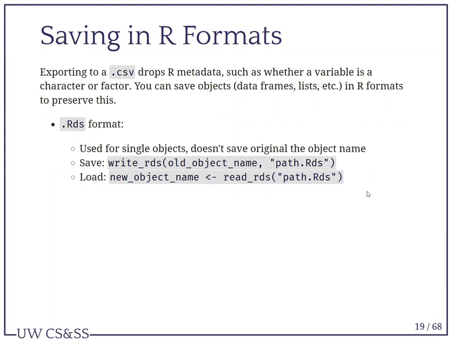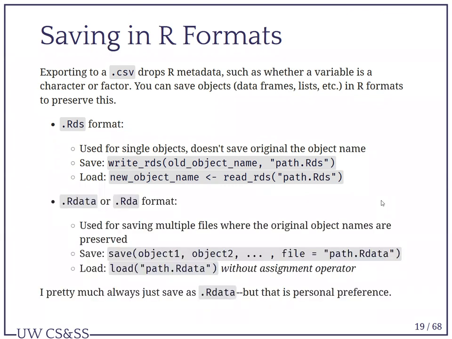It doesn't save the original object names, but you can say things like writeRDS, some old object name, and the path.rds in order to save it somewhere. And then you can load it by assigning to an object this new object name, and then readRDS and wherever this object was saved.